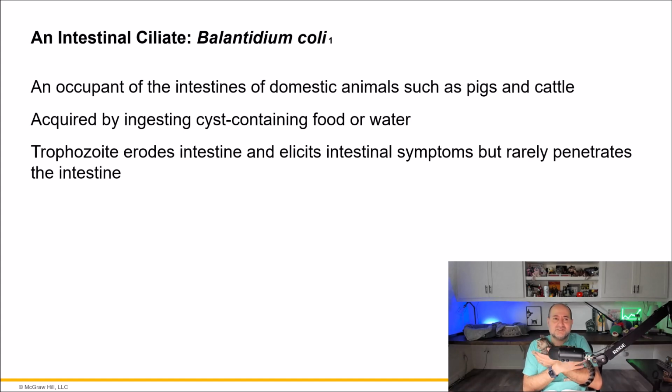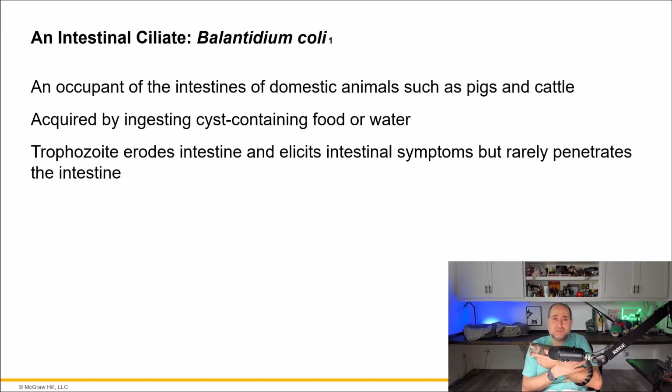Next, an intestinal ciliate. Now we're moving on from the amoeba. Now we're talking about ciliated protozoa like B. coli or Balantidium coli. It's an occupant of the intestines of domestic animals such as pigs and cattle.